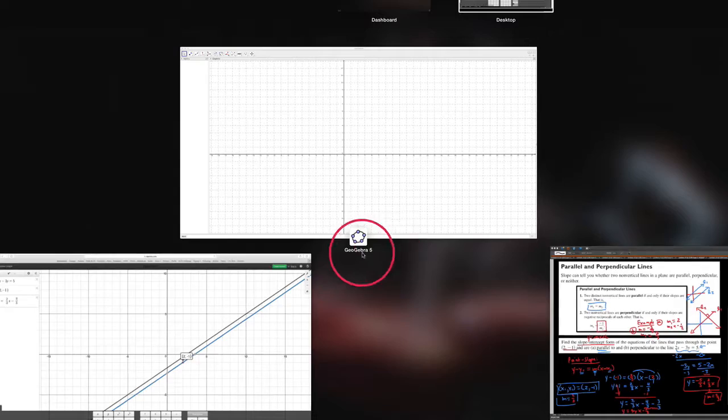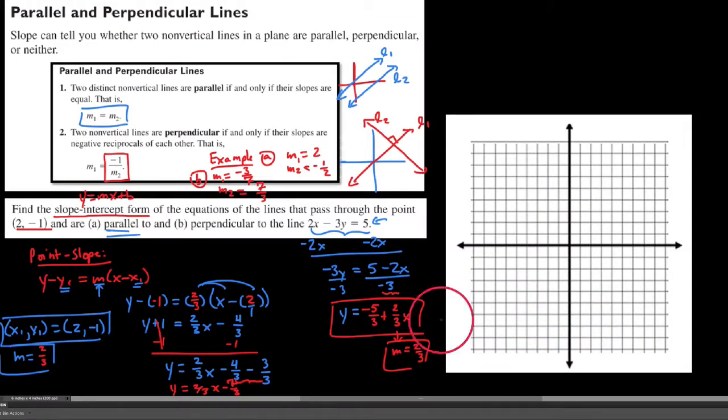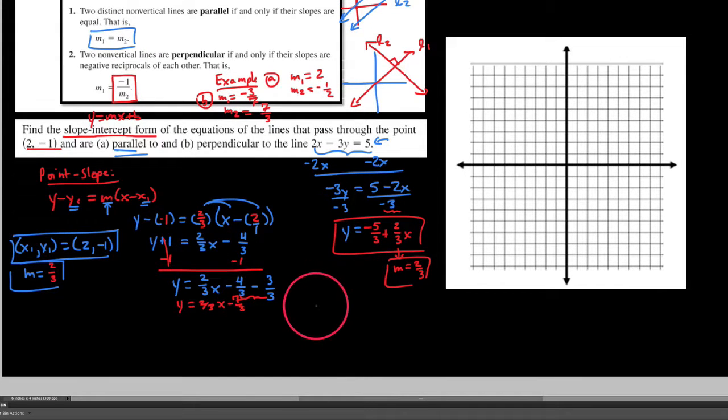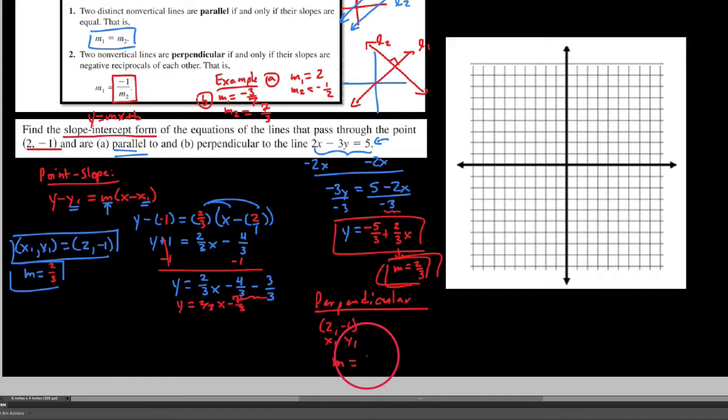Now in this case, the next case, what we want to do is come up with a line that goes through 2, negative 1, but that is perpendicular to this line right here. So in terms of the perpendicular example, let's go ahead and write this down here. We say perpendicular going through 2, negative 1. We would say that our point is 2, negative 1, so we have x1 and we have y1. What we need is a slope, and because we want it perpendicular to this line, remember perpendicular slopes are opposite reciprocals. So we have a slope of negative 3/2.